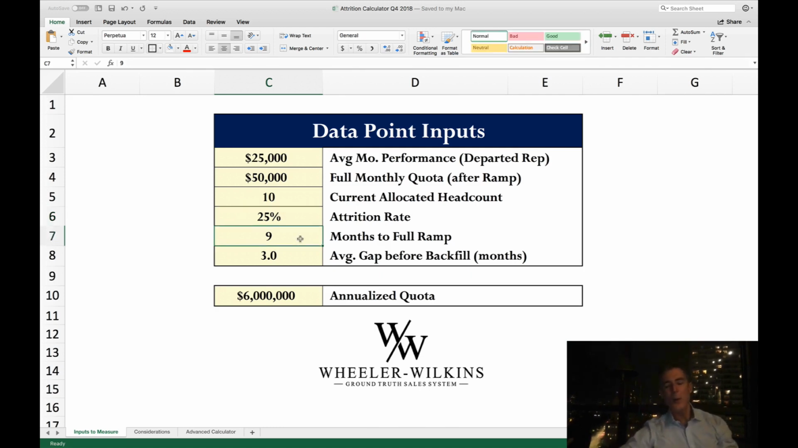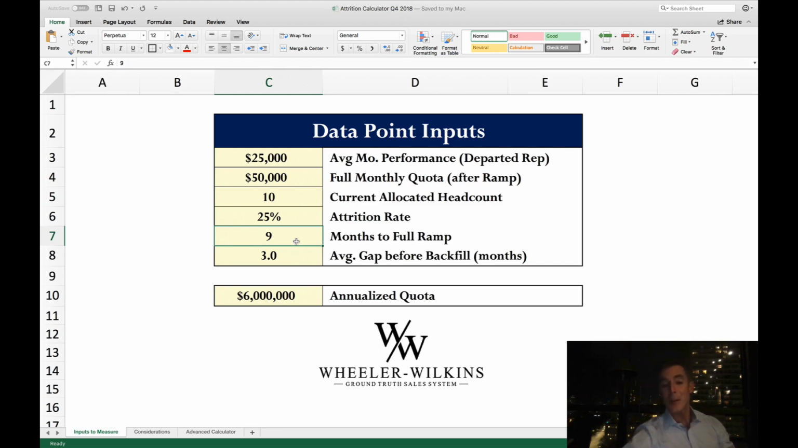Finally, I need to know the number of months it takes for us to fill a gap. So is it 3 months, 6 months? Right now the average is 90 to 120 days, which isn't bad. Some reps are at the 180-day mark, so 6 months that are open. That's a key consideration you need to think about when someone leaves your organization. And then finally, even though it's a little out of order, is the months that it's going to take for them to get to full ramp.